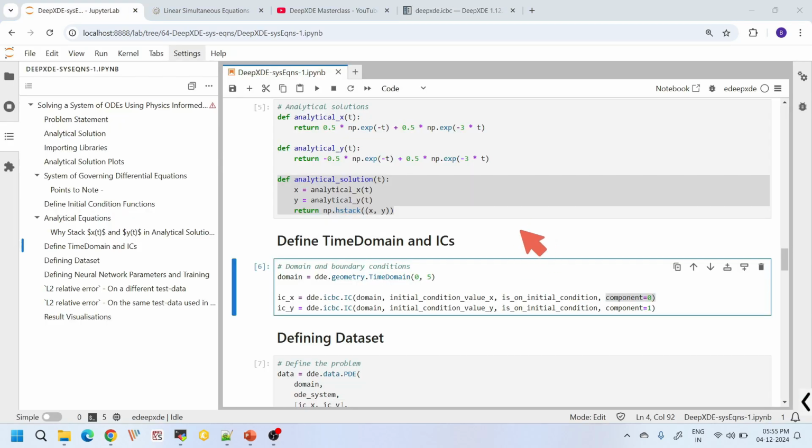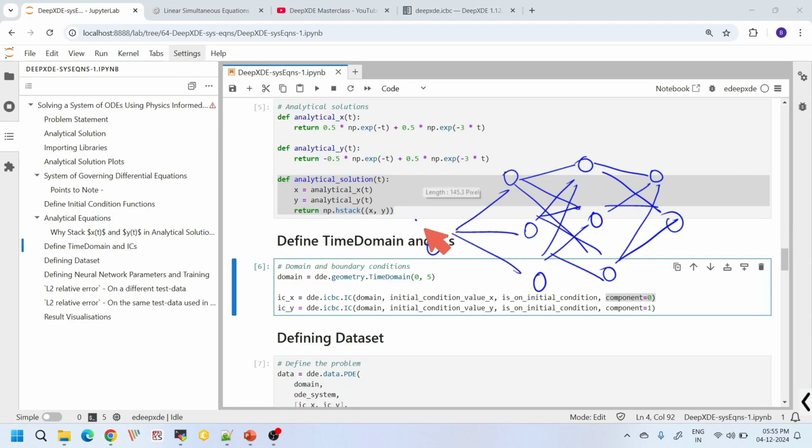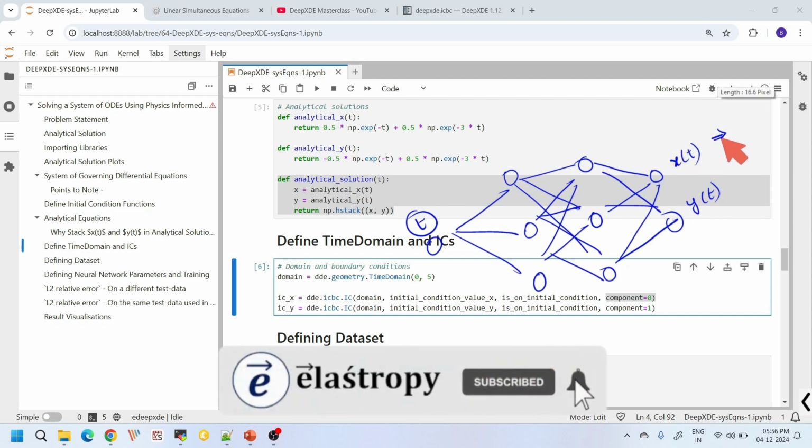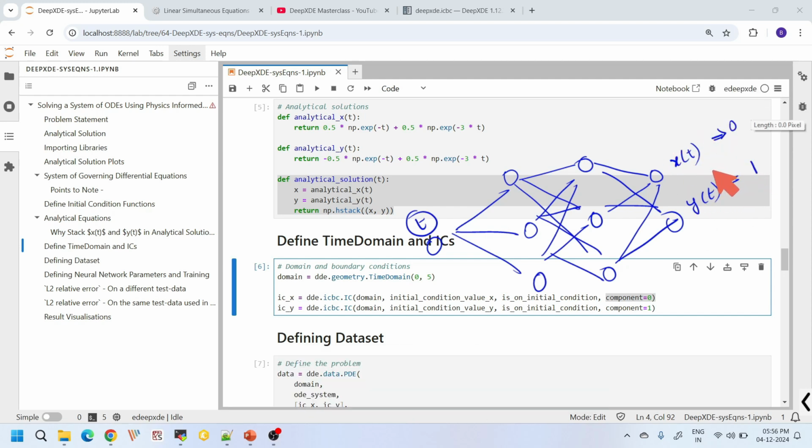What is that? If you look at our neural network, this is our t input feature, and this is our output feature. One is x of t and the other one is y of t. Our component represents this. This is our first component and this is our second component. As in Python, indices start from 0 and 1. So these two represent the two components, 0 and 1. If you have more variables, maybe some n of t, we have components up to n. So you have to apply the initial or boundary conditions on a specific component, I mean the specific output feature.